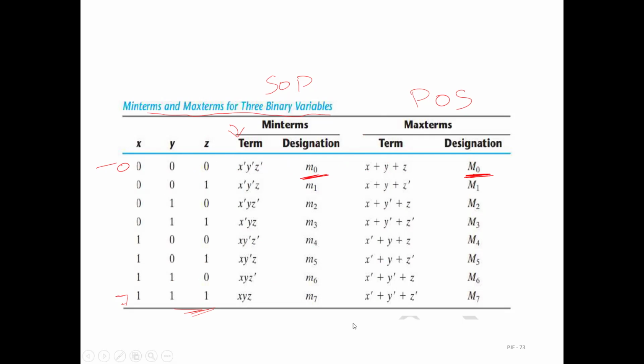You can see one more example. If I choose 6, it is 110. So X, Y, Z bar in SOP means m6, and in case of POS, 1 means X bar plus Y bar plus Z. Capital M6 is the representation for POS.